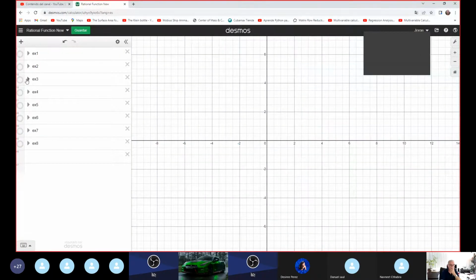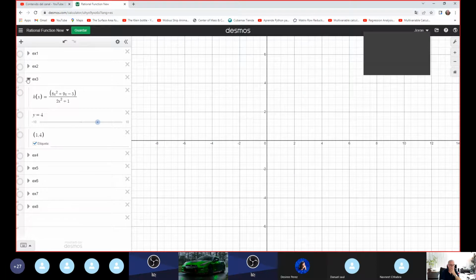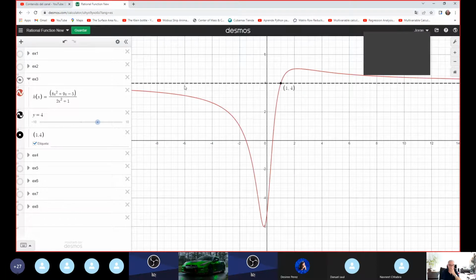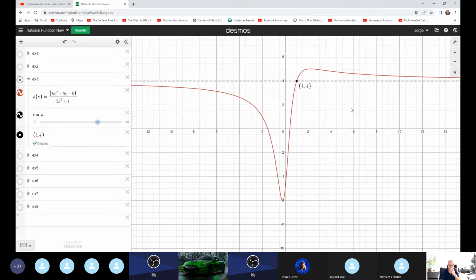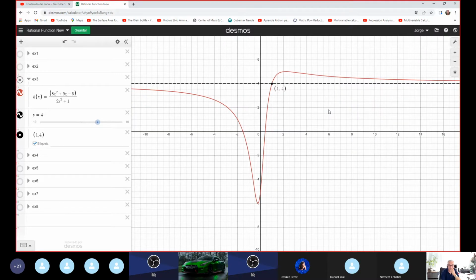Let me see, example 3 or no. Oh yes, it's example 3. Look at that. Example 3, guys. In this example, we have one horizontal asymptote here at y equals 4. Exactly, we investigated. And also, we investigated that our function crosses the horizontal axis at the point (1, 4).